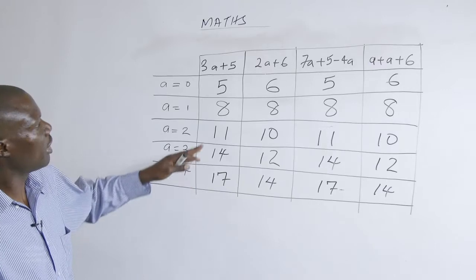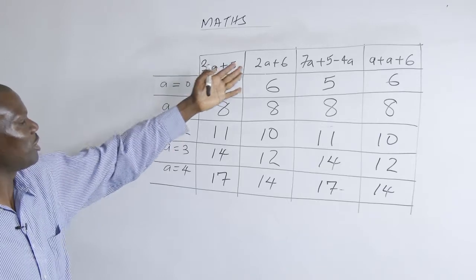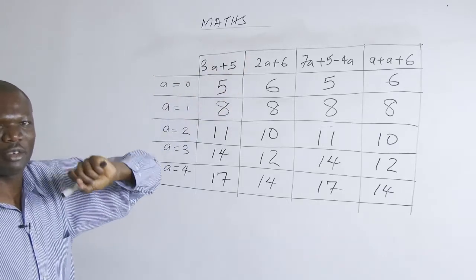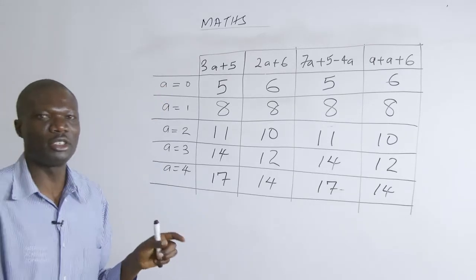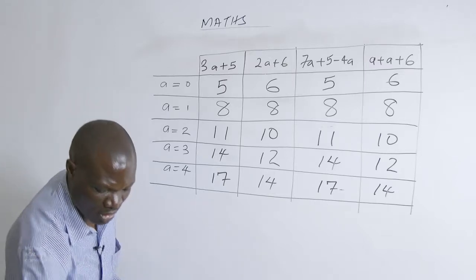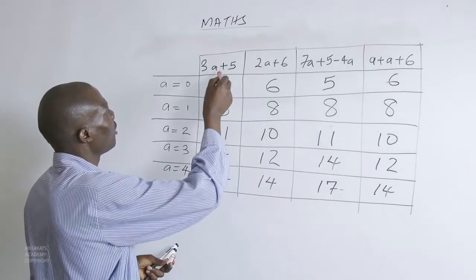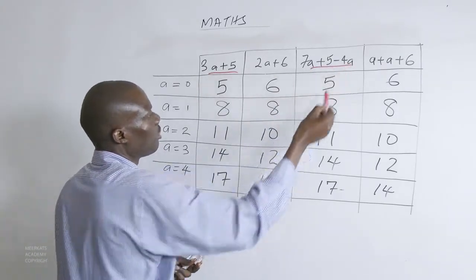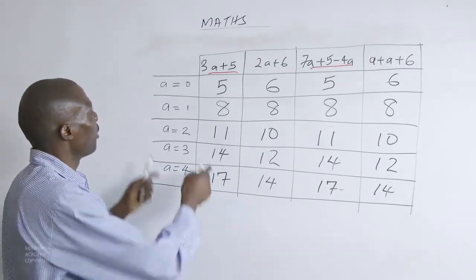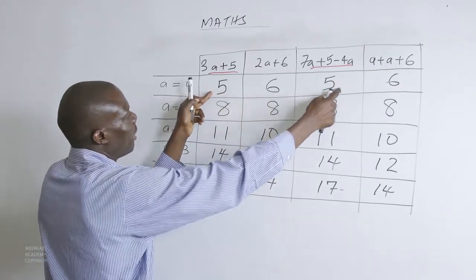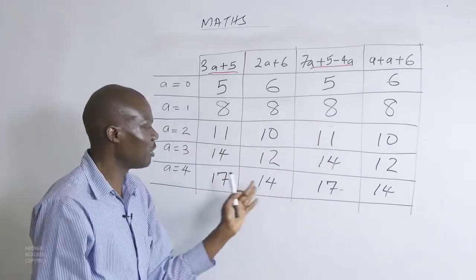Now, looking at this, we can simply identify which of these expressions are equivalent, and which ones are not. I want you to look at these expressions that we have here. This expression here and this. You look at the answers that we have for each case, they remain the same. When it was 0, it is 5 as well as 5 there, 8 and 8, 11 and 11, 14 and 14, and 17 and 17.